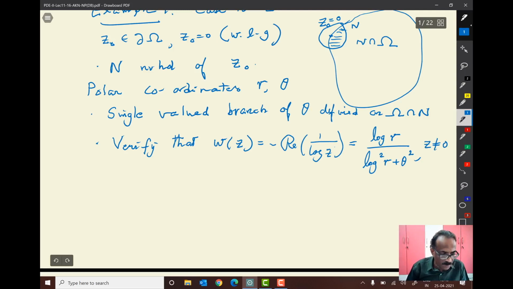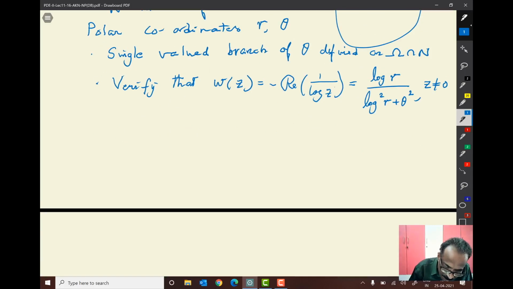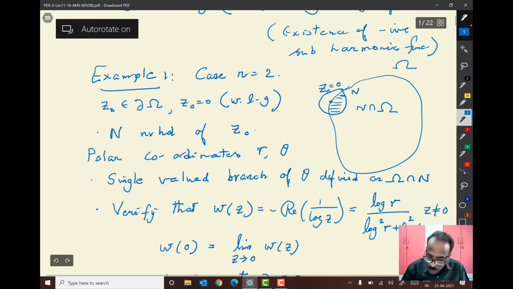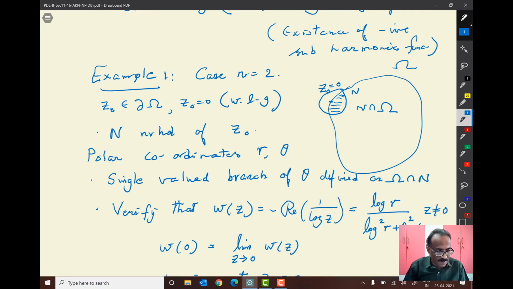So for z not equal to 0, where z is a complex number, I am using complex notation, and define w at 0 equal to the limit as z tends to 0, that limit exists. Okay, the limit as z tends to 0 of w(z). Then you can verify that w is a barrier. That's what you have to verify for regularity. Okay, it's a barrier at z naught. That's what you want to prove regularity. So whenever you have the single valued branch in every neighborhood, you can do that.